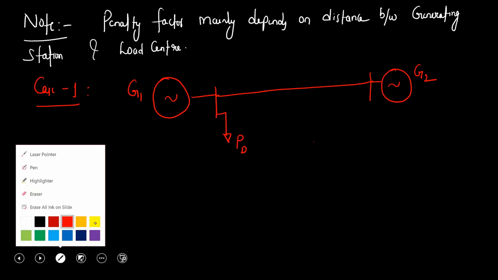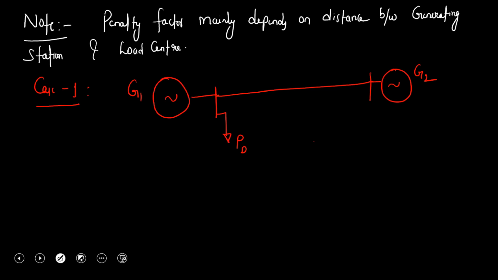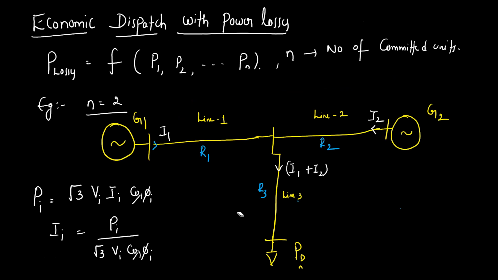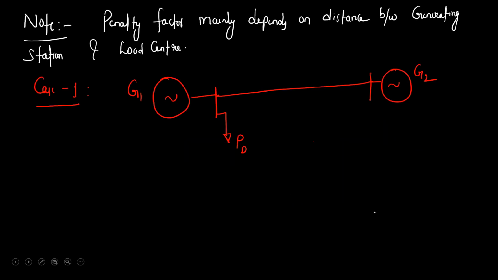Now, what is the resistance of this line? If you can correlate with the situation, let us assume the load is present here, and generator 1 is also present here. So which line is present now? Only this line 2 is present. So this is nothing but line 2, and this is nothing but R2, resistance 2.